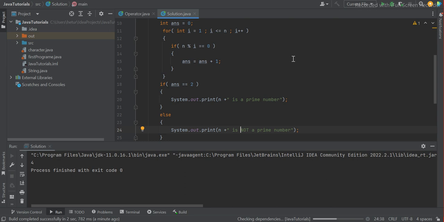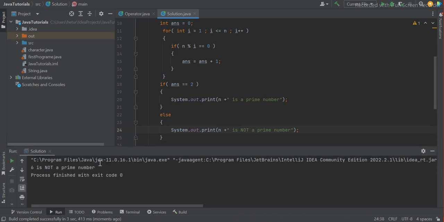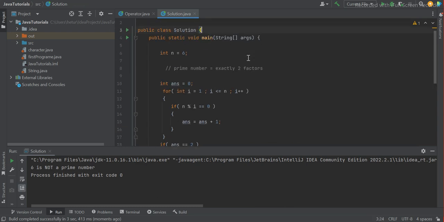Let's try to see. I have done it here, hope you are able to understand it. 6 is not a prime number, it says, right? Let me try 3. Obviously we know that 3 is a prime number, so let's see what it gives. Perfect, this is giving prime number. Let me try 1. Ideally, 1 is not a prime number anyway, because it has only one factor. So I think we are very clear about this prime number and how we have solved it.